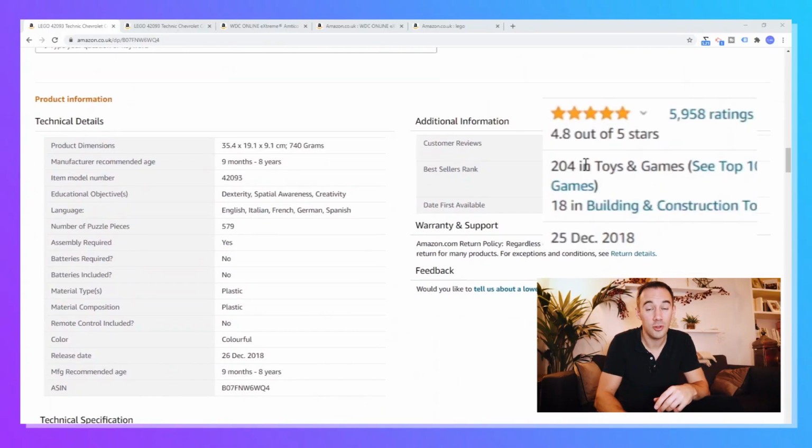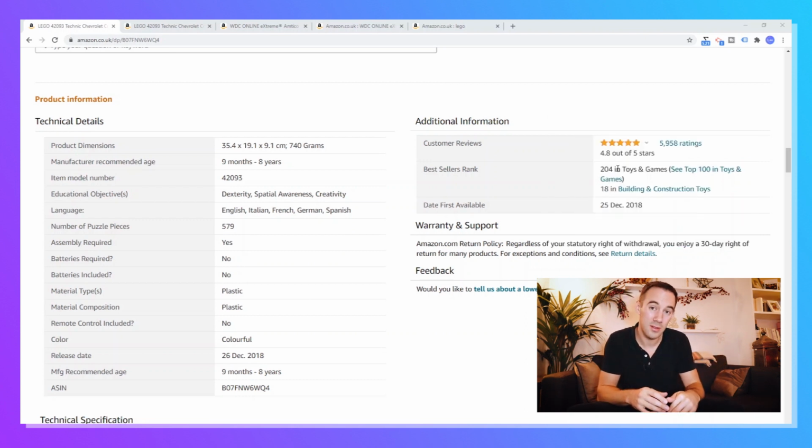Now, there are charts, things you can use, and they're great, but the sales rank data you can get from Amazon, i.e. by looking on the page, and I'll quickly show you now. If we scroll down this page, it will show up here. This is number 204 in toys and games. That's great, but you don't know what it's been in the past.